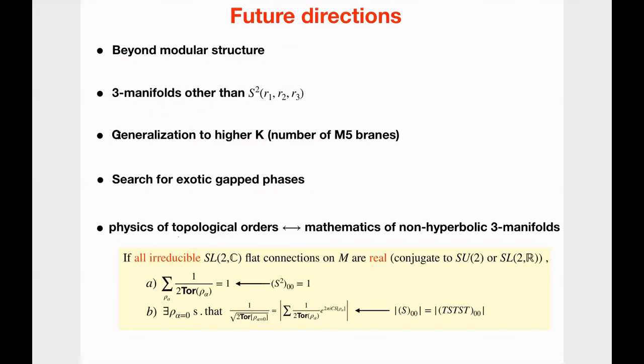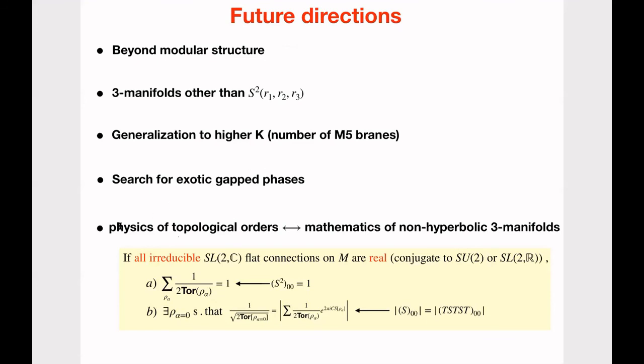In this talk, I only focused on the number of M5-branes equal to 2 for simplicity, and this can also be naturally generalized. If we increase to higher k, then we should consider SL(k,C) flat connections, which is more complicated, but it can be computed. There are lots of exotic three-manifolds satisfying this criterion, and maybe the corresponding topological phases have some exotic behavior, so we may try to find very exotic topological phases from this geometric construction.